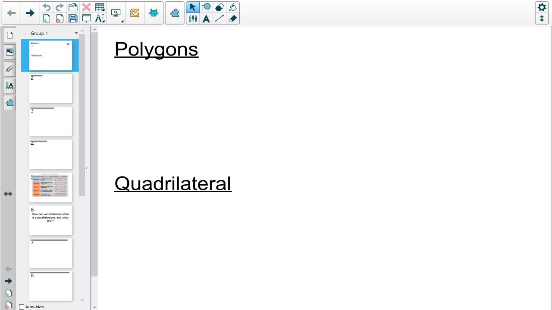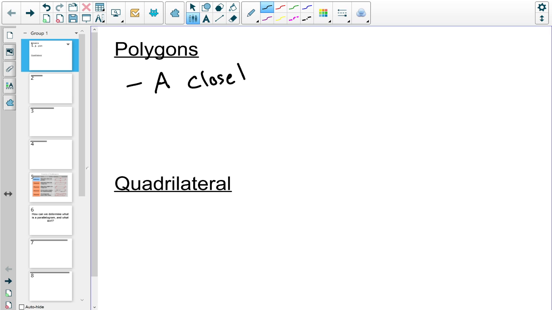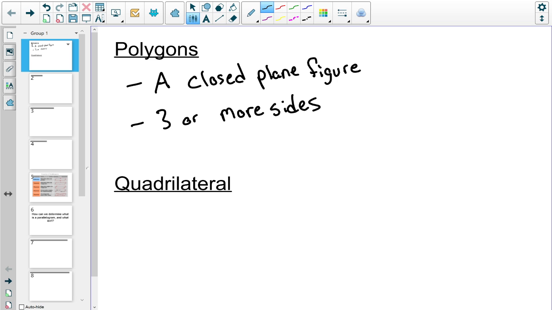We defined what this was last time. Let's go ahead and review that definition so I can pound it into your brains, because you definitely need to know it for what's coming next. So a polygon, let me grab my pen, is a closed plane figure. It has 3 or more sides, and those sides are always going to connect at an endpoint.